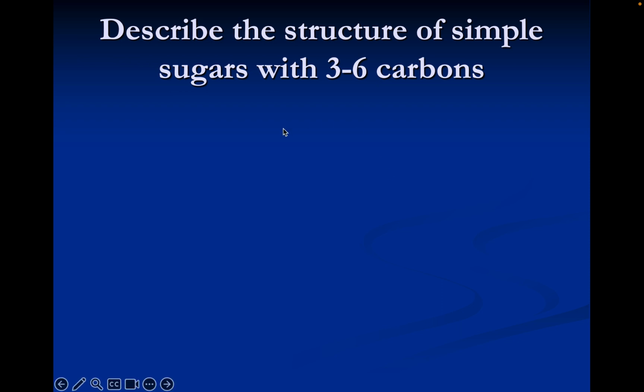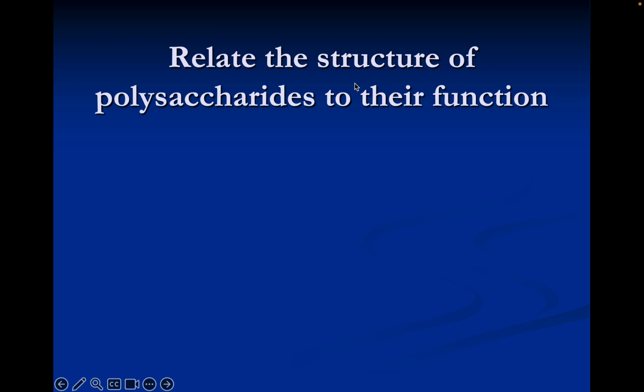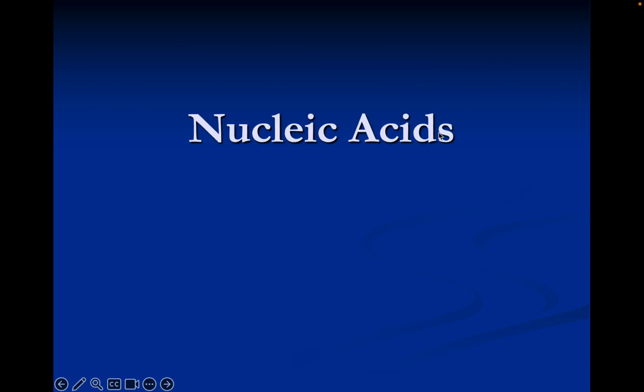All right, so take a moment here, pause the video, and describe the structure of simple sugars with 3 to 6 carbons. Remember, they're called carbohydrates. So if there's 3 carbons, how many hydrogens and oxygens would you expect to see? Next, I'd like you to relate the structure of polysaccharides to their functions. The simple sugars are used for energy. The longer, more complex molecules with all those energy-rich bonds are used for energy storage for a later day.